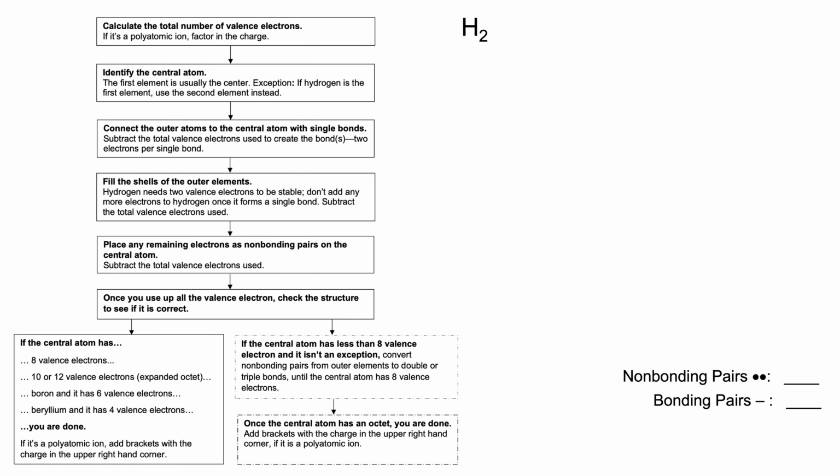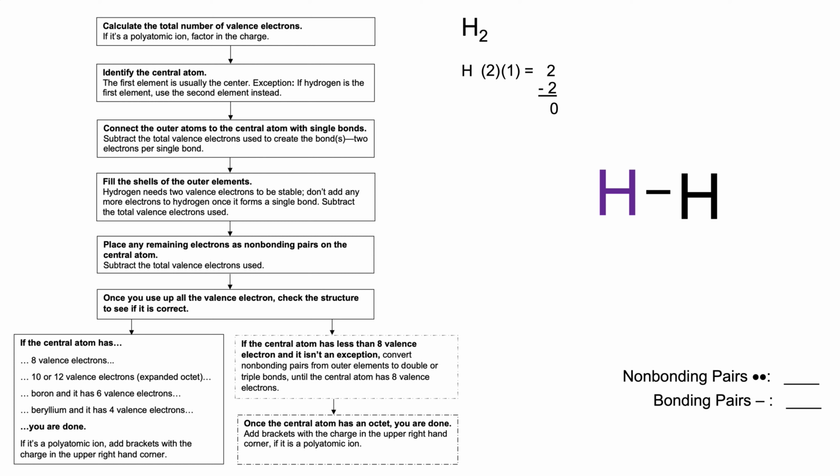To draw the Lewis structure for diatomic hydrogen, I'm going to start off by doing the inventory. There are 2 hydrogens, they each contribute 1 valence electron. When I multiply across, I get 2. I'm going to treat one of the hydrogens as the central one, I'm going to make it purple, and the other one as the outer one. I'll leave that one black. So I'm going to connect the outer one to the central one with a single covalent bond. That uses up all of my valence electrons.